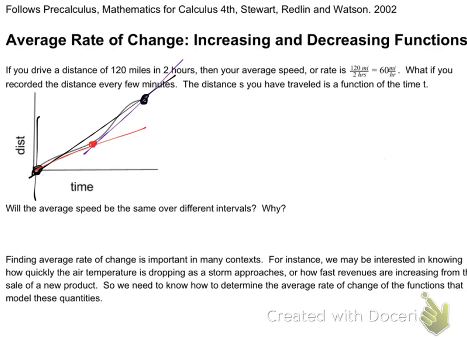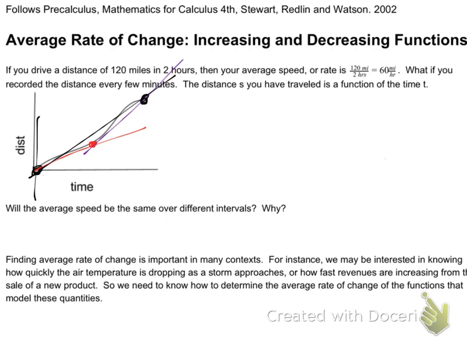So obviously, will the average speed be the same over different intervals? And the answer would be, no. Average is all about adding things up and evening things out, right? So you could be going different rates at different times.